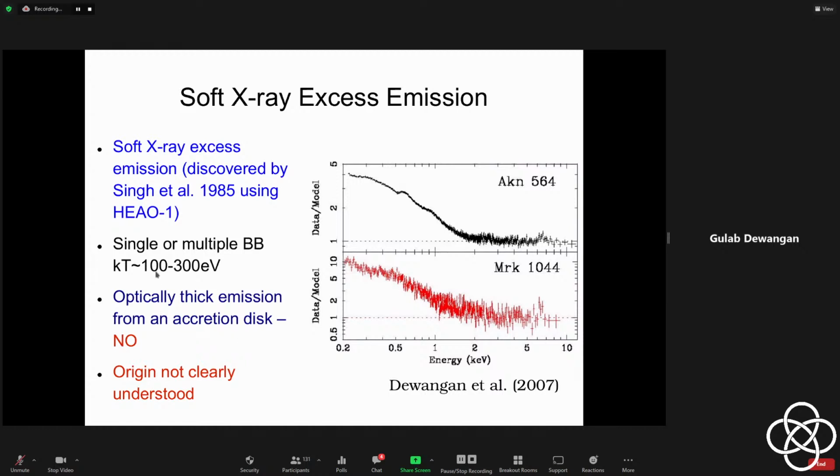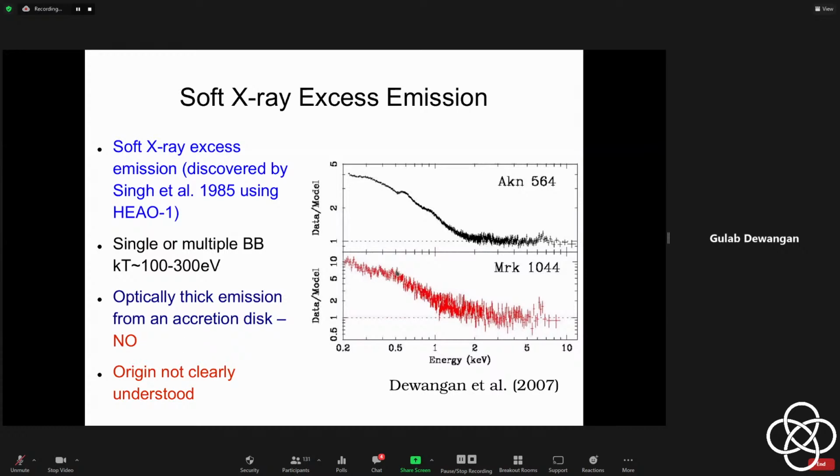But even though it looks like a multicolor black body, this is not due to the intrinsic emission from the accretion disk, because the temperature is much higher compared to what is expected from an accretion disk around a supermassive black hole of 10 to the power 7, 10 to the power 8 solar masses.